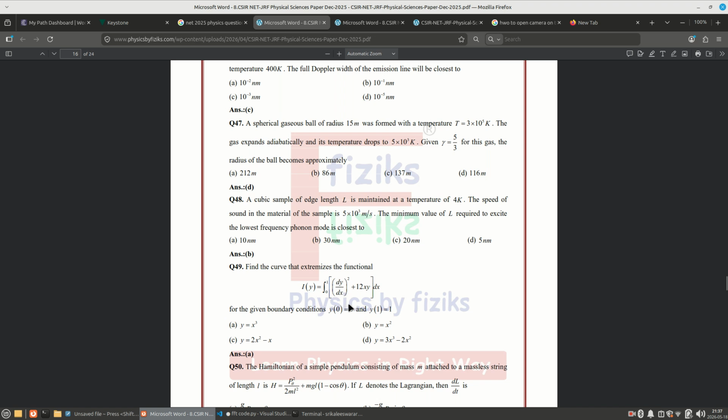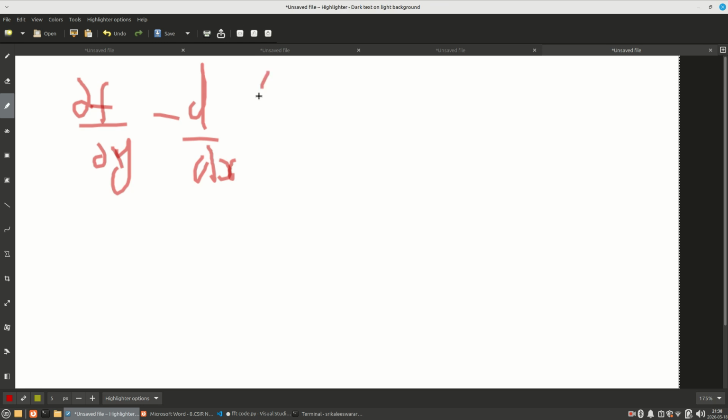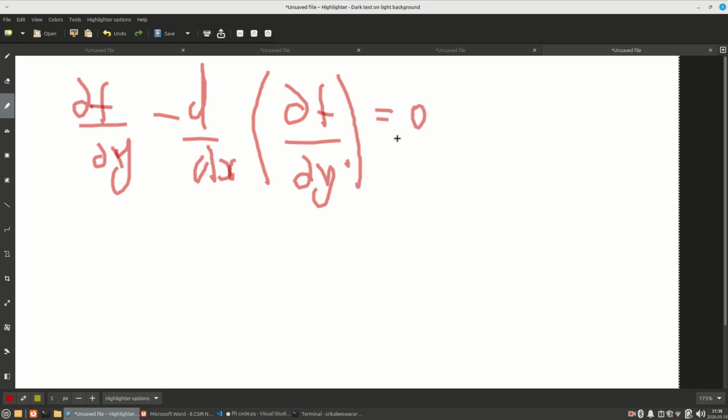This is one of the simplest things we can do with mathematics. We are going to use the Euler Lagrange equation for this calculation, which is dou f by dou y minus d by dx of dou f by dou y dash equals 0. Beforehand we should learn all the formulas and basic stuff to attend the NET examination or any other examination. We should be so strong in the formulas, as that is what helps you score in this kind of examination. Okay, this is the formula.